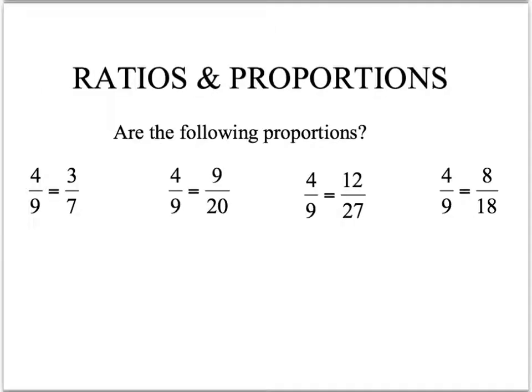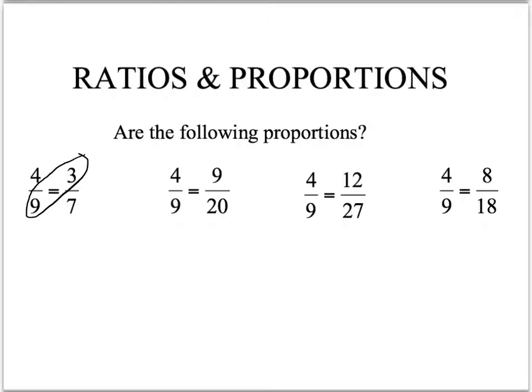Okay, so now I want to check to see, well, are these actual proportions? So there's one way that you can do it. First, you can look and see, is there something I can multiply the numerator by in the first one to get to the second one? So 4 times something equals 3. No, that one's not going to work. So here what you can do is you can cross multiply, okay?